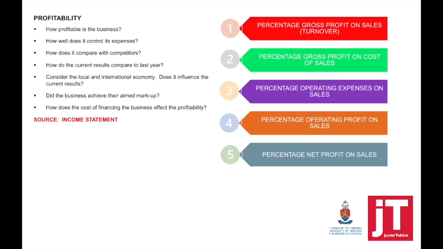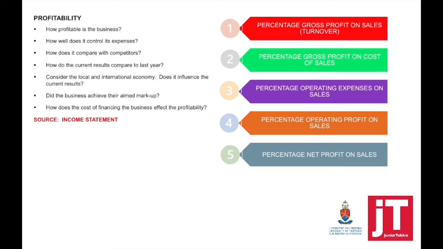Percentage gross profit on sales. Another word for sales is turnover. Percentage gross profit on cost of sales. When we're looking at this financial indicator, we're always looking at, have we achieved our aimed markup or not? Because if we haven't achieved it, there are reasons why we didn't. One reason could be too much trade discount was given to customers. So we're selling it for less than what we intended to.